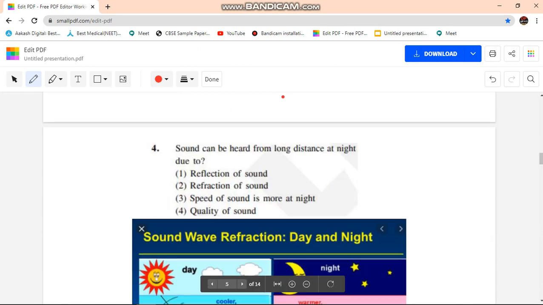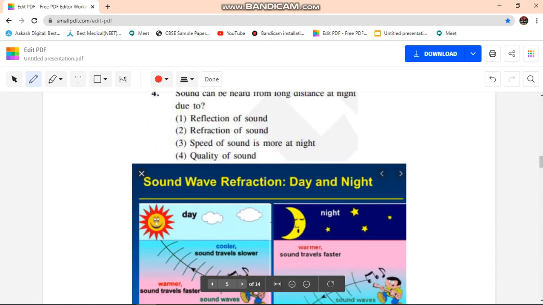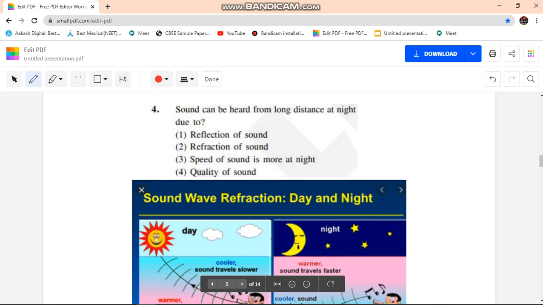Moving on to our next question, that is, sound can be heard from long distances at night due to, friends, we can hear sounds coming from very long distances at night. So it is caused due to the phenomenon of refraction.